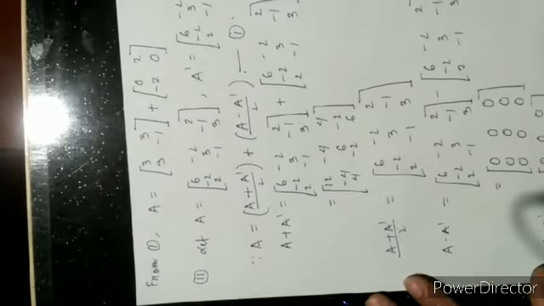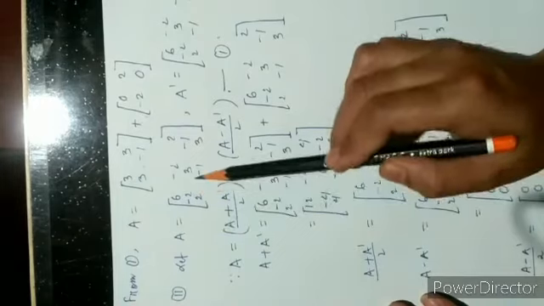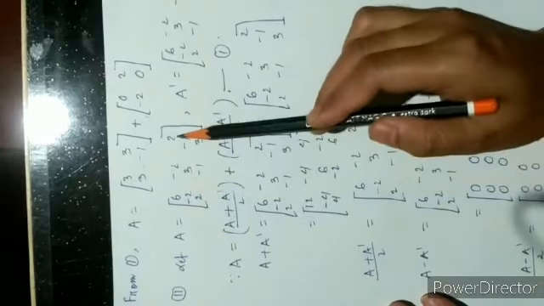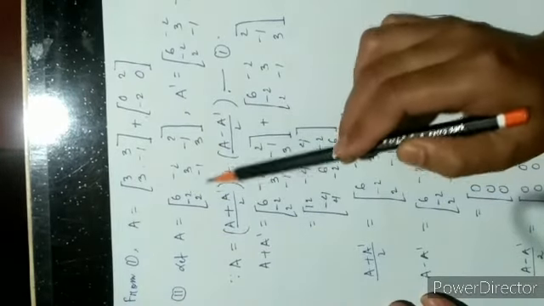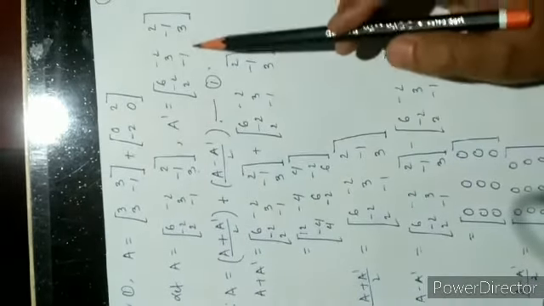Now for Roman number 2, let A represent the given matrix whose elements are 6, minus 2, 2, minus 2, 3, minus 1, 2, minus 1, 3. Then find the transpose of the matrix A.